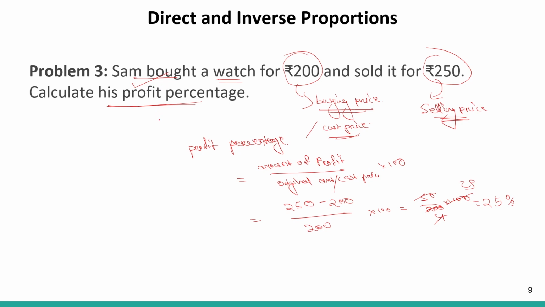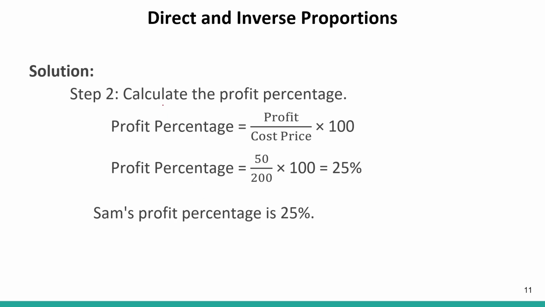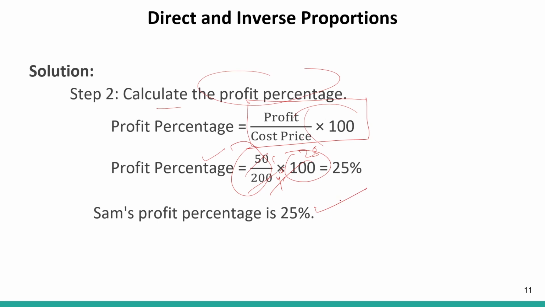In the step-by-step solution, step 1 is to calculate the profit. Selling price minus cost price is 250 minus 200, which is 50 rupees. In step 2, we calculate the profit percentage using the formula: profit by cost price or original price into 100. So it is 50 by 200 into 100, which is 1 by 4 into 100, and that is 25, since 25 into 4 is 100. So Sam's profit percentage will be 25%.